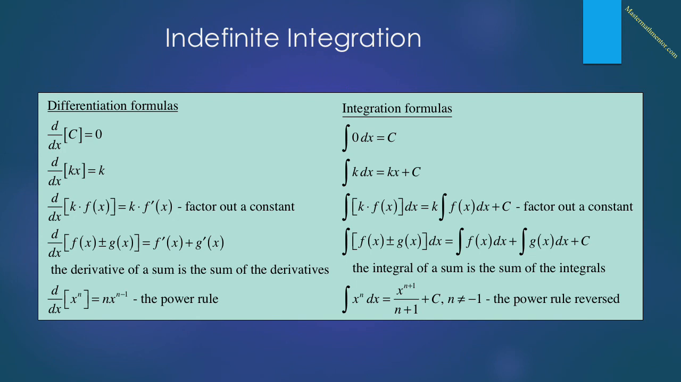Our most important rule for differentiation was our power rule. The derivative with respect to x of x to the n is n x to the n minus 1. Therefore, the integral of x to the n dx will be x to the n plus 1 over n plus 1 plus c, assuming that n does not equal negative 1. This is the power rule reversed. If you take the derivative of x to the n plus 1 over n plus 1 plus c, the n plus 1 will come out in front, canceling with the n plus 1, and we are left simply with x to the n.